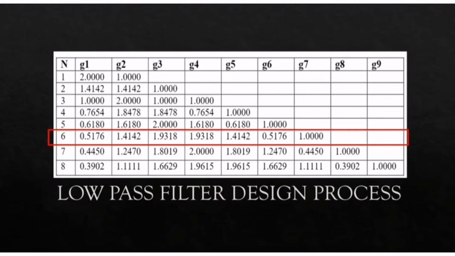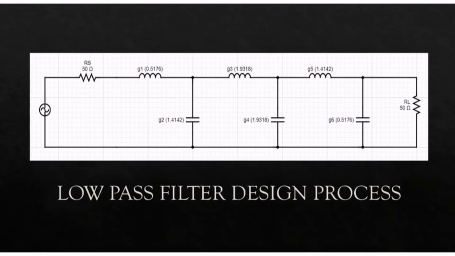Next, we need to refer to the table for the Butterworth low-pass filter design as shown in order to obtain the constant values of G. We chose N6 because the order that we got was 6, therefore we took the values of G1 to G7. Based on the constant values obtained, we designed a low-pass filter circuit with the respective values of G and also a resistor value of 50 ohms.